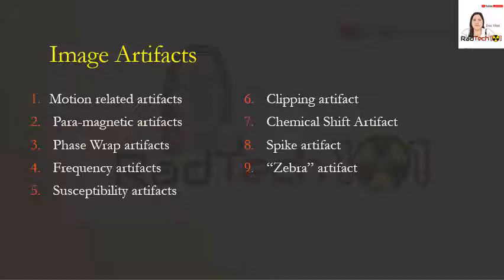So actually, maraming uri ng image artifacts na present, but we will discuss only some of the most common na image artifacts na makikita natin sa MRI. So we have the motion-related artifacts, paramagnetic, face wrap, frequency, susceptibility, clipping artifact, chemical shift, spike, and zebra artifact.